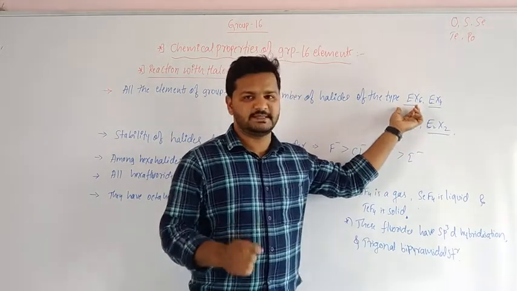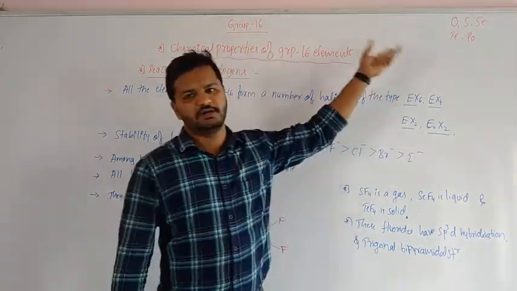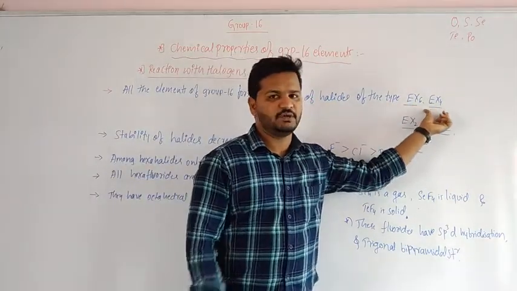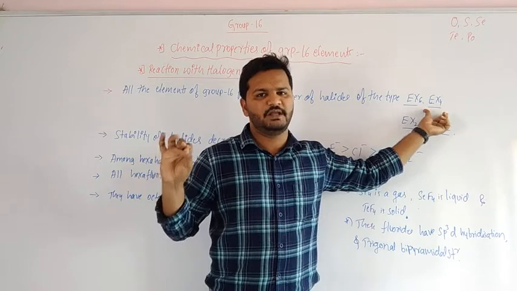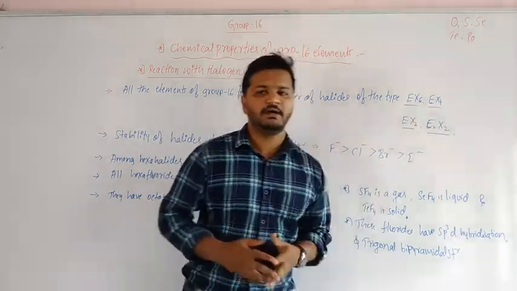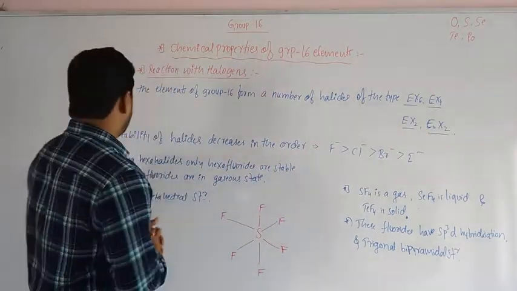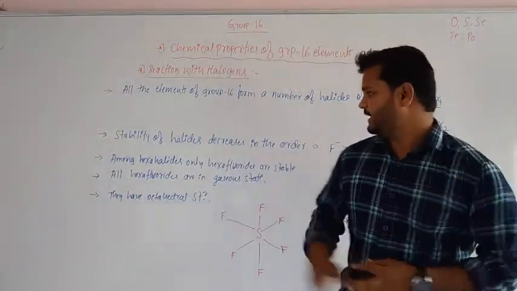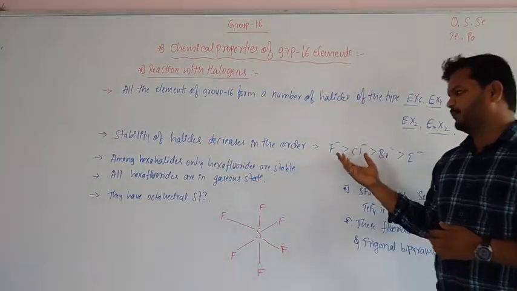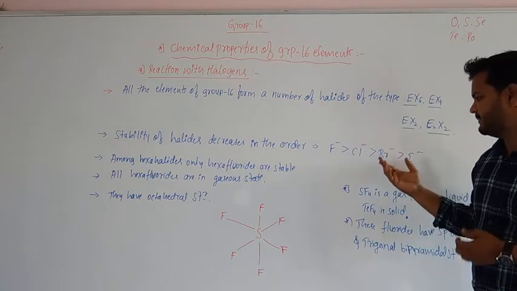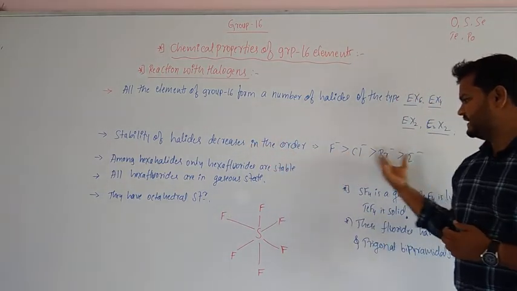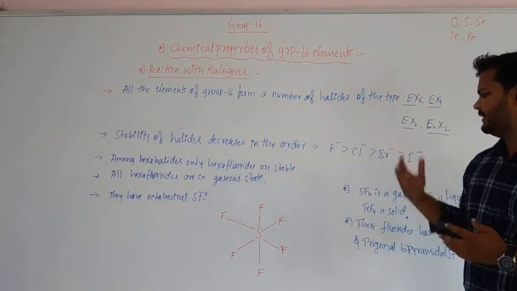First one EX6. Here E is nothing but oxygen or sulfur, selenium, tellurium or polonium. EX6, EX4, EX2 and E2X2, where X is nothing but fluorine, chlorine, bromine or iodine. Now, stability of halides decreases in the order: fluorine is more stable than chlorine, which is more stable than bromine, which is more stable than iodine.